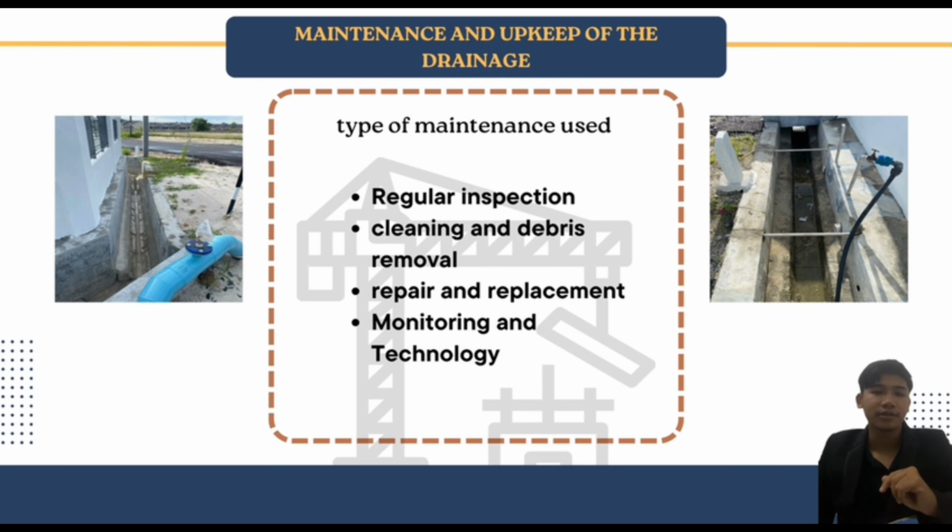The last one is monitoring and technology. So basically this project uses two types, which are water flow sensor and CCTV inspection. By using both of these methods, it can provide a comprehensive monitoring and maintenance strategy for the drainage system.